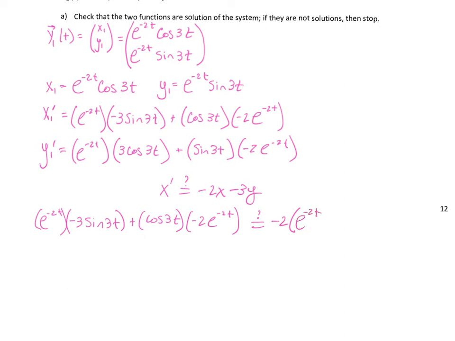E to the -2t cosine 3t minus 3 times y, and y is this function given, e to the -2t sine 3t. Okay, are those equal? So this term is the same as this term, and this term is the same as this term, because you can do multiplication in any order. So these are, in fact, equal.